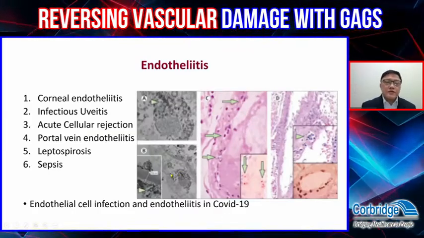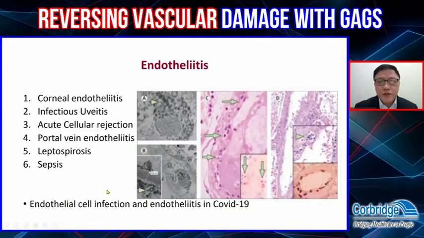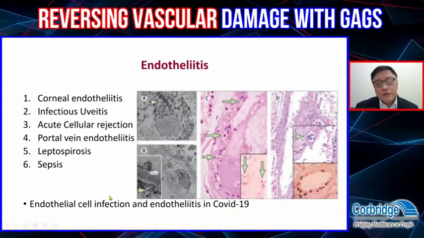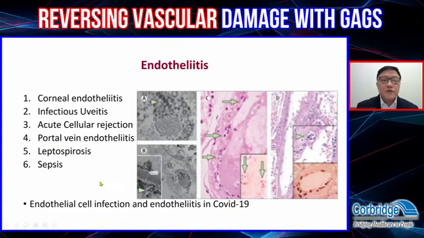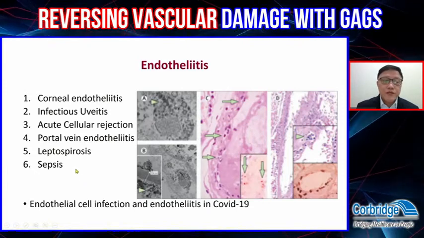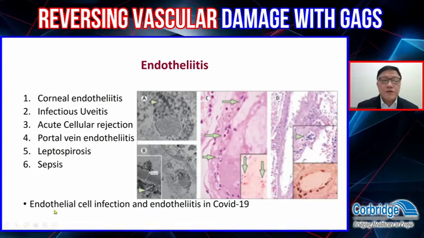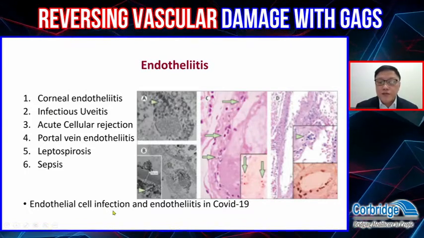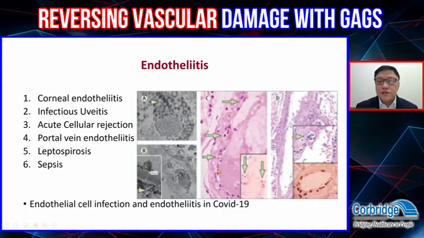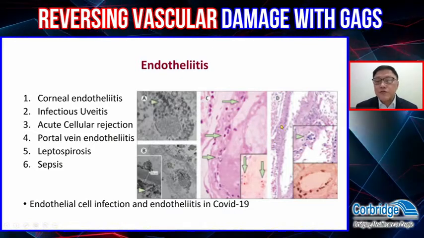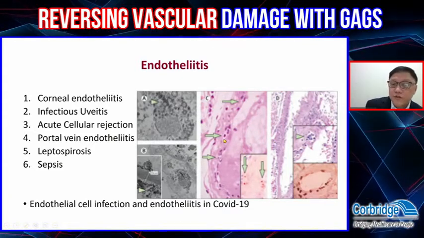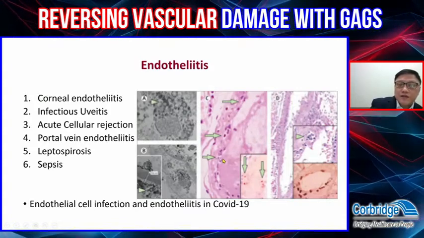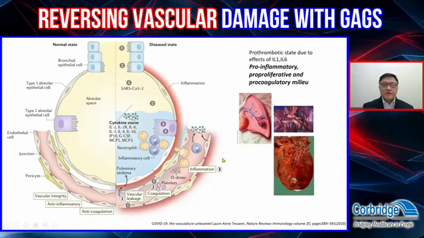In the past years, we now realize that the endothelium can be infected by many organisms, not only viral, but also bacterial. We saw that in leptospirosis and sepsis, and right now we can see it in dengue and endotheliitis related with COVID, just as what is being shown to you in these pictures. You can see the virus inside the endothelial cells.